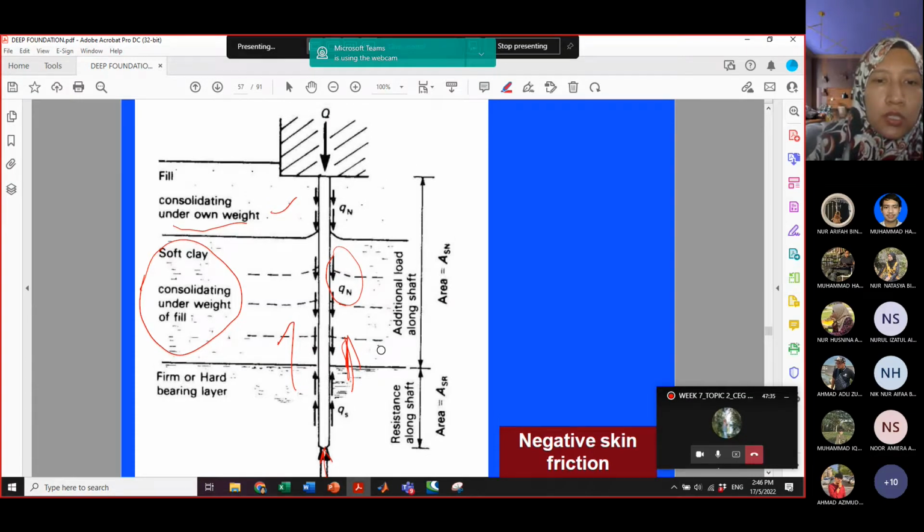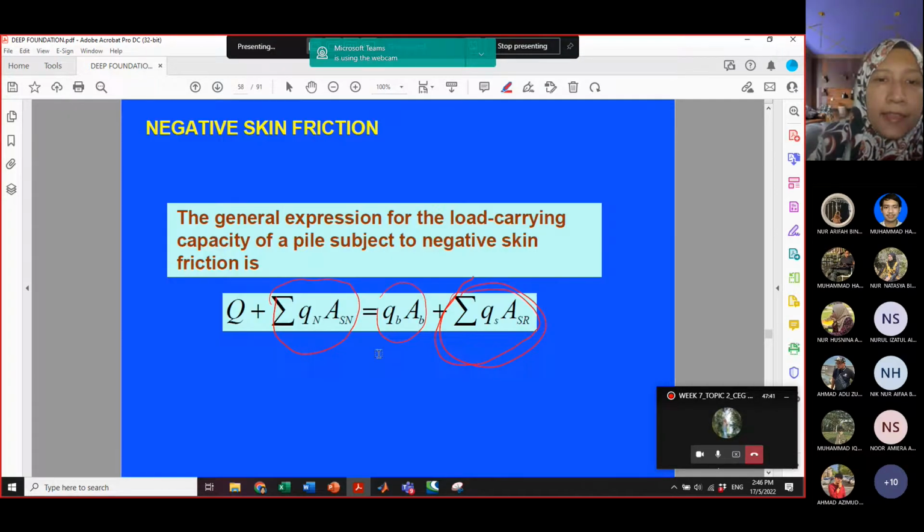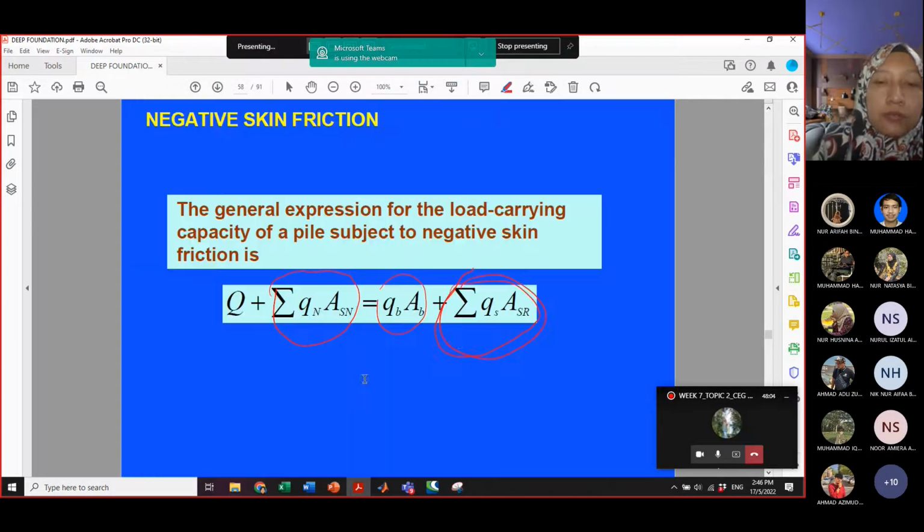So negative skin friction can give you some impacts, as explained here just now. Okay, in negative skin friction also, the load carrying capacity of the pile subjected to negative skin friction is calculated as you can see here. So we now have Qb times Ab plus the summation of Qs As. Qs is the negative skin friction, Qs.